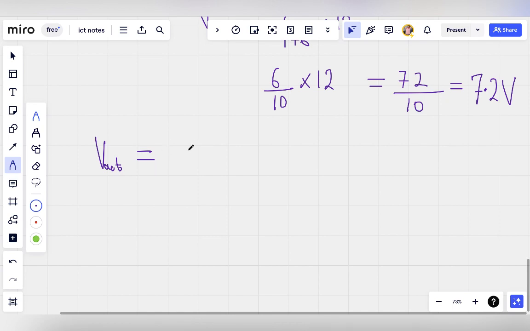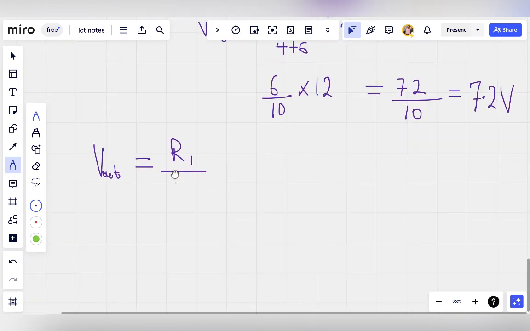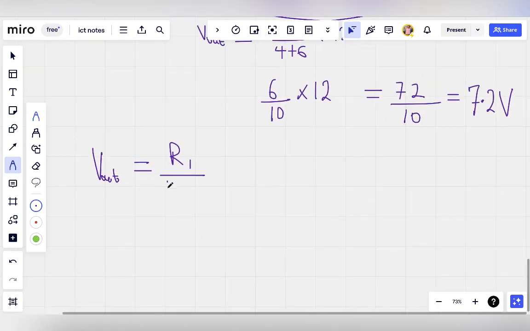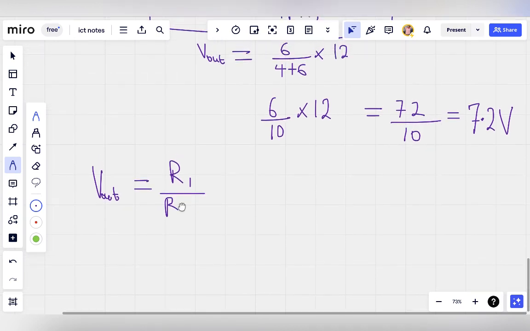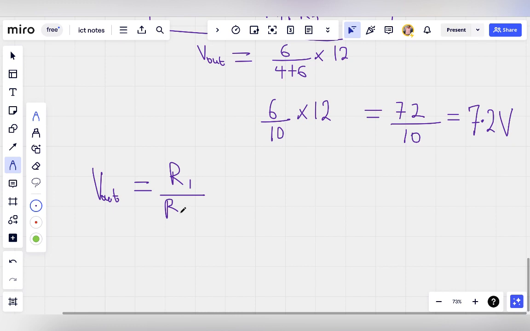So for this particular question, if our output is here, this becomes our R1 over R1 plus R2, times the input voltage. I'll show you the difference between the first one we calculated and this one, so that you'll not be confused in the exam. This is the formula we use for a potential divider or a potentiometer.